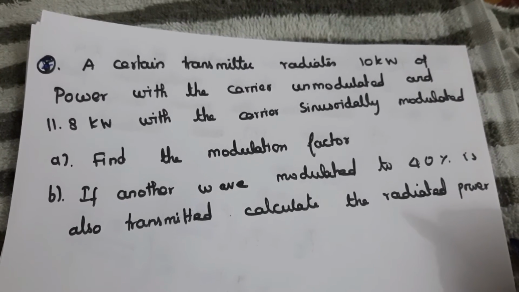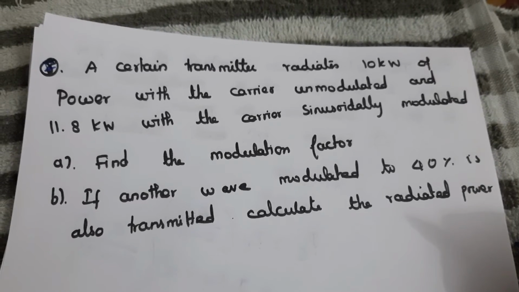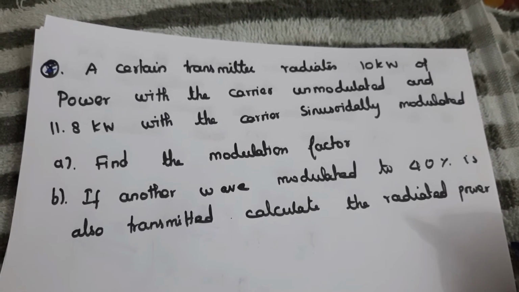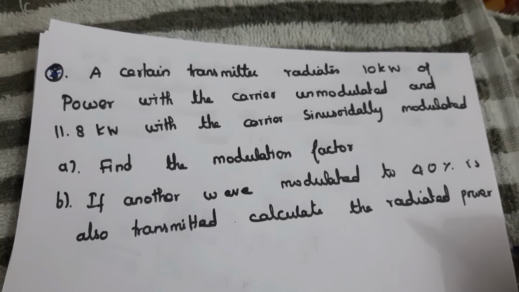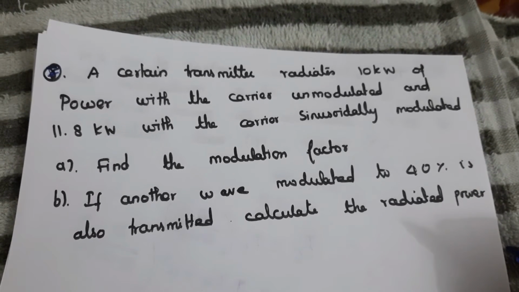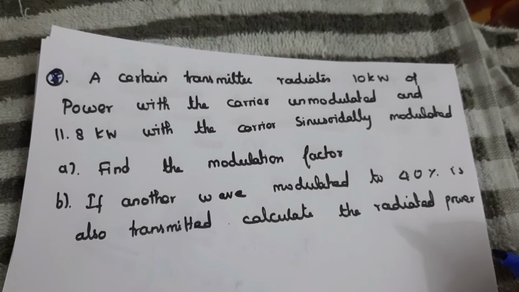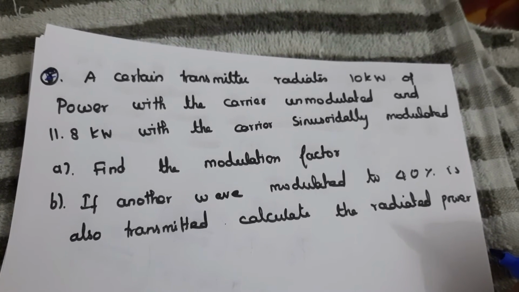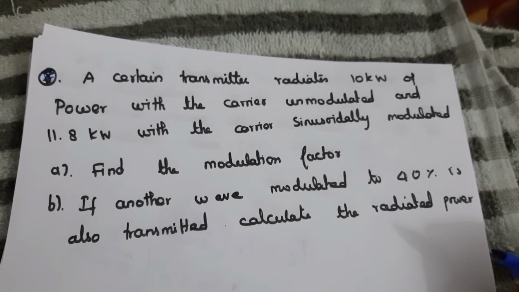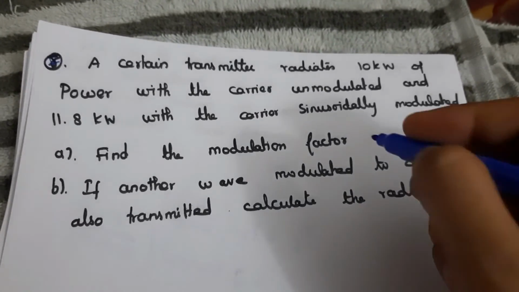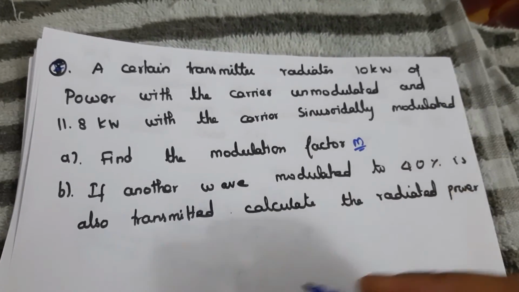Seventh question, a certain transmitter radiates 10 kilowatt of power with the carrier unmodulated and 11.8 kilowatt with the carrier sinusoidally modulated. Find the modulation factor. Second part, if another wave modulated to 40% is also transmitted, calculate the radiated power. And modulation index is nothing but m. We have to find the m value.